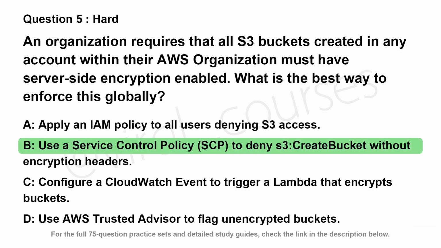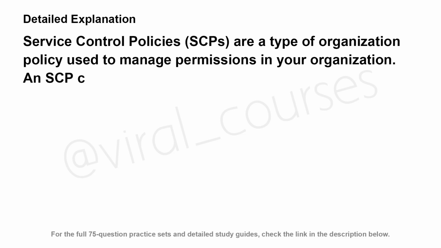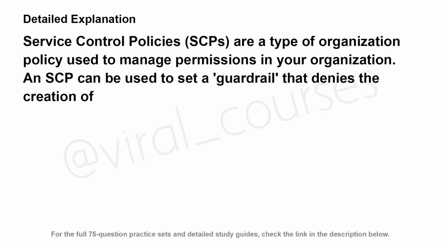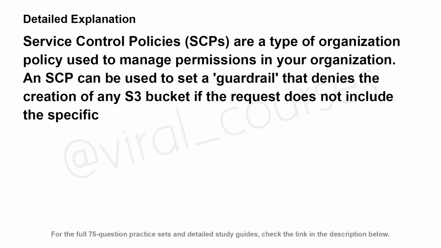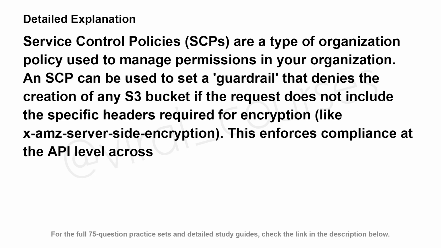The correct answer is B. Service Control Policies, SCPs, are a type of organization policy used to manage permissions in your organization. An SCP can be used to set a guardrail that denies the creation of any S3 bucket if the request does not include the specific headers required for encryption, like x-amz-server-side-encryption. This enforces compliance at the API level across the entire organization.